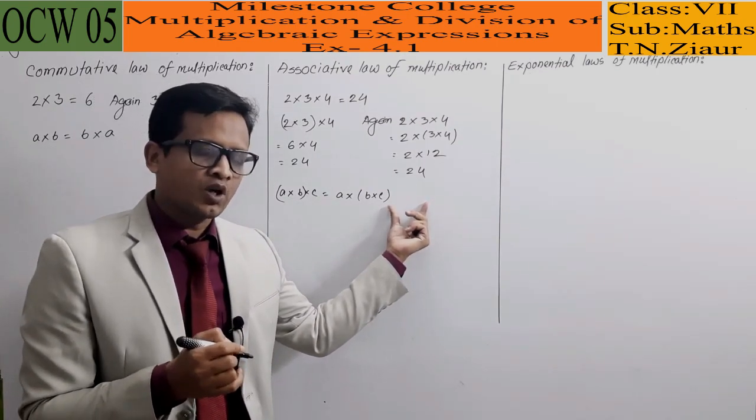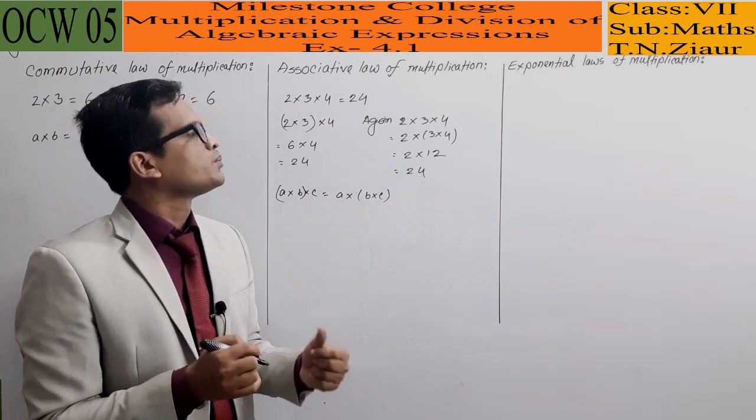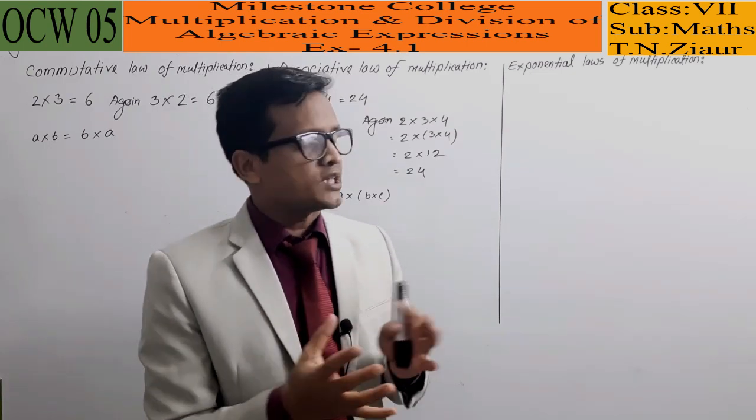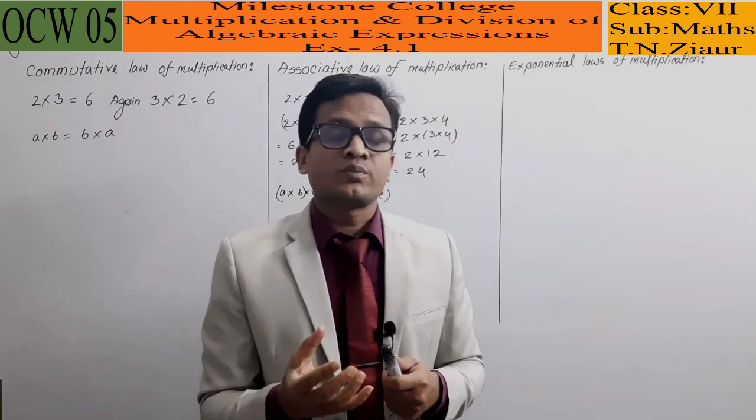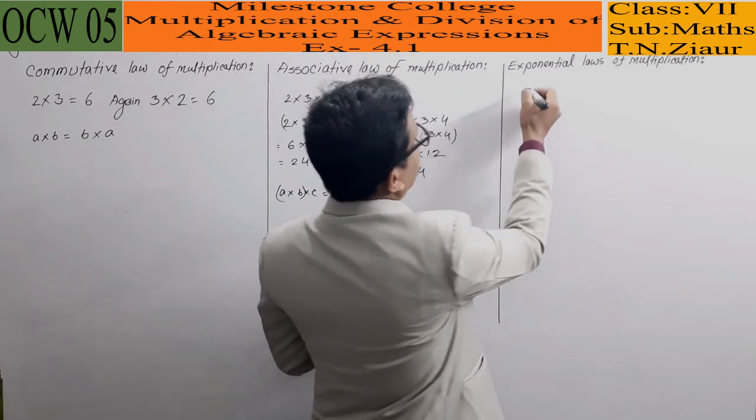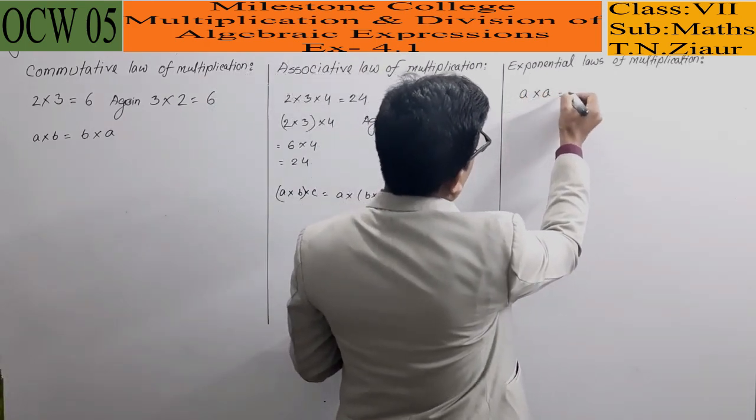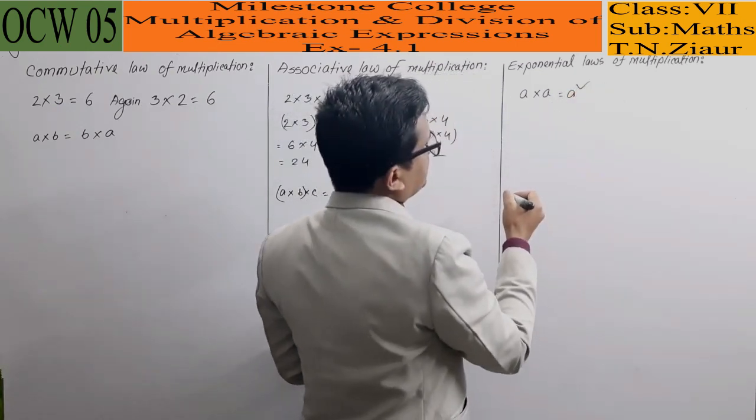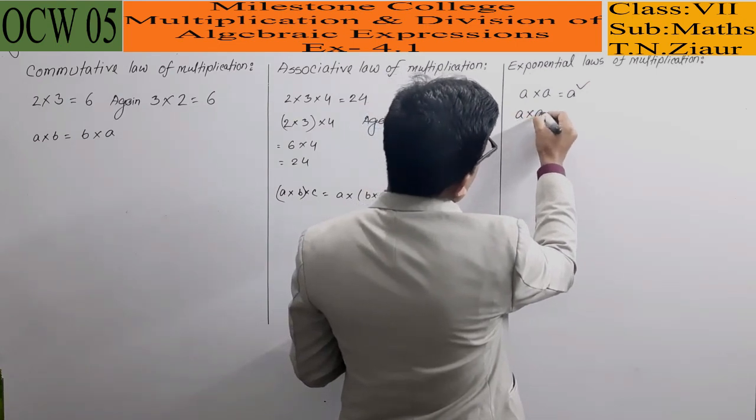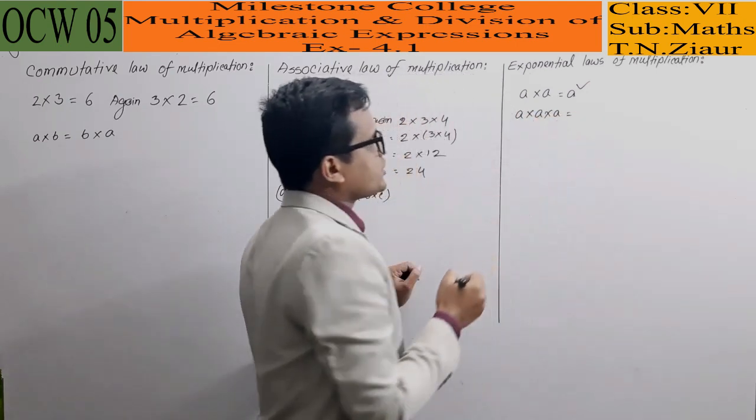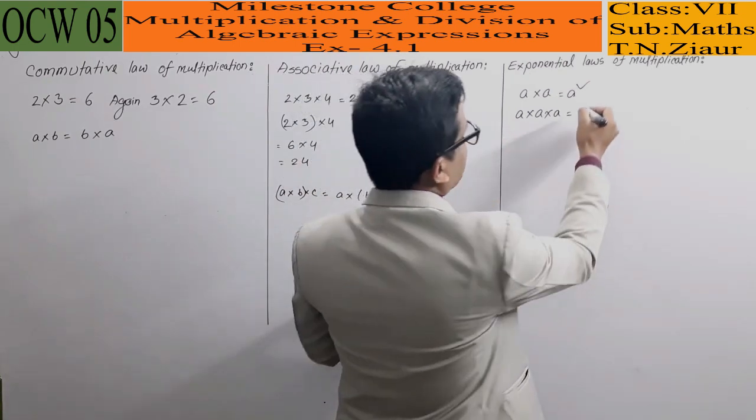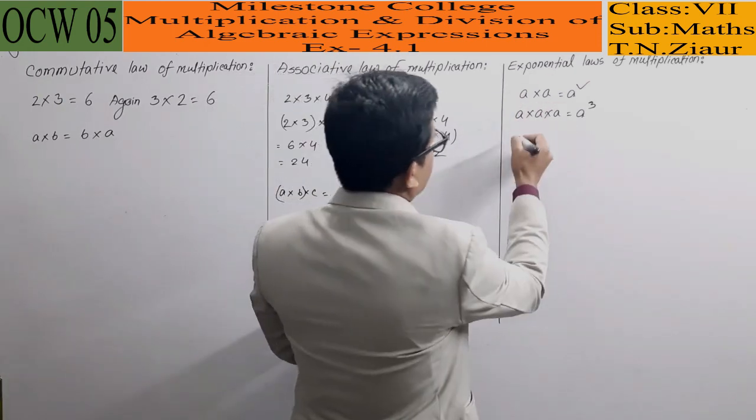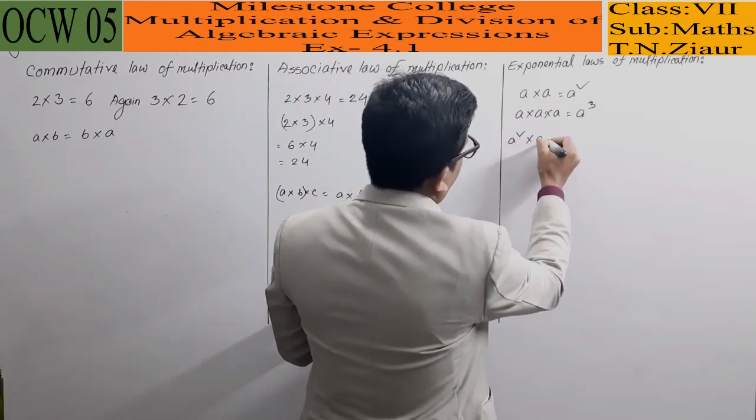Have you understood the associative law of multiplication, my dear students? Yes, you have understood. So now the exponential law of multiplication; we will discuss the two laws here. So what is called the exponential law of multiplication? Suppose here a into a. Do you know how many a's are here? 2 a's, right? So that means we can write a square. If I write a into a into a, that means there are 3 times a, so we can write a cube, right? A cube.